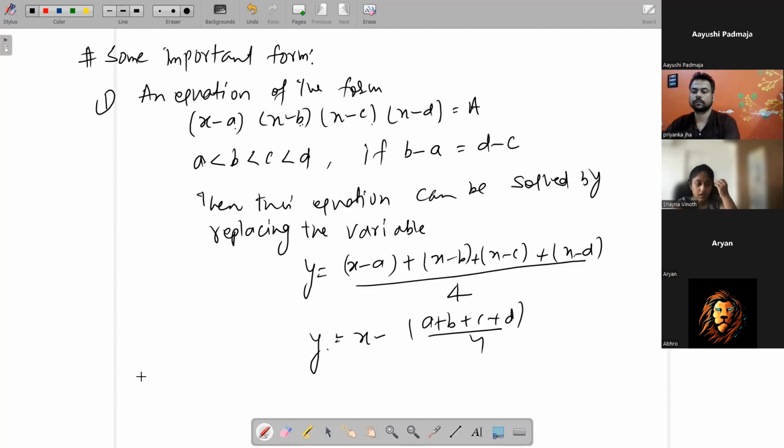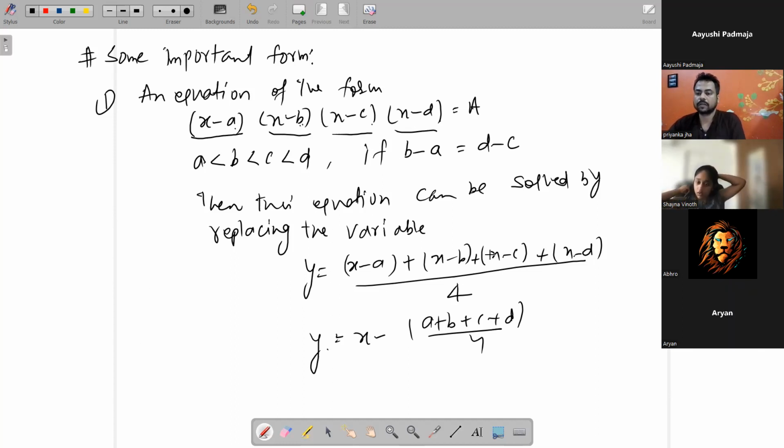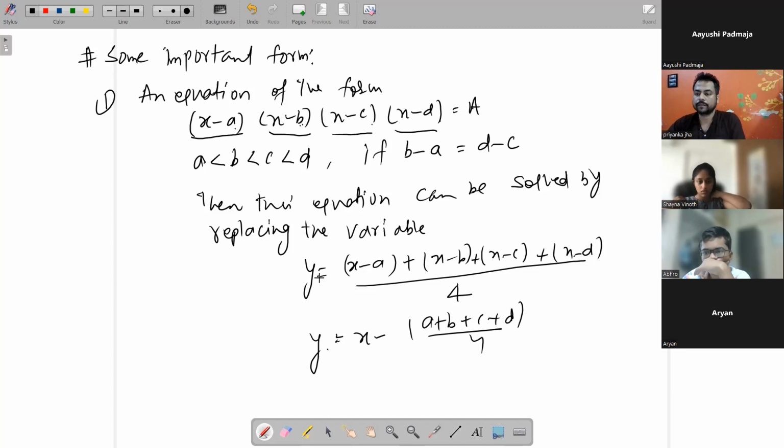So can you explain the last part again? I didn't understand it. This is just a way, like, you add this plus this plus this plus this, and divide by 4, because we have 4 terms, and then write this complete term as another variable y. And from here we'll get x in terms of y, and we put it back here, and then we can solve it.